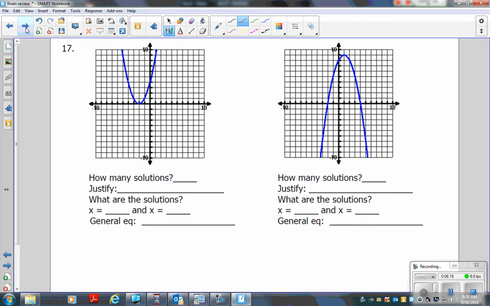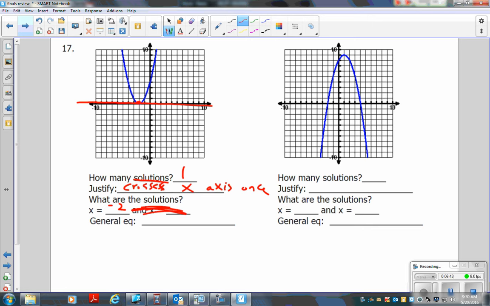How many solutions? In this case, again, the word solutions is wherever it crosses the x-axis or whatever value they give you. Since this is right there, it crosses at a negative 2. How many solutions? There's one of them. Justify, it crosses the x-axis once. What are the solutions? They're just negative 2.